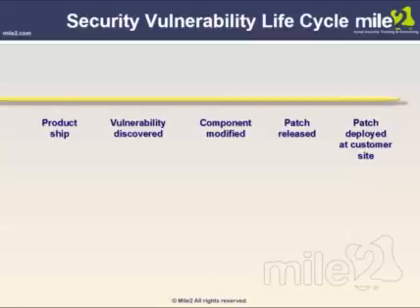All right, now when we look at the security vulnerability life cycle, basically what happens is you have a vendor that ships the product out. The users of the product generally will find some kind of flaw, some kind of error, something that's not working, and lo and behold, it's a vulnerability that they've discovered. Now the vendors get a hold of this, and they make modifications to those components. And with that, they come up with a patch. The patch is released, then the patch would be deployed at the customer site. Now, Microsoft does this through the use of automatic updates.